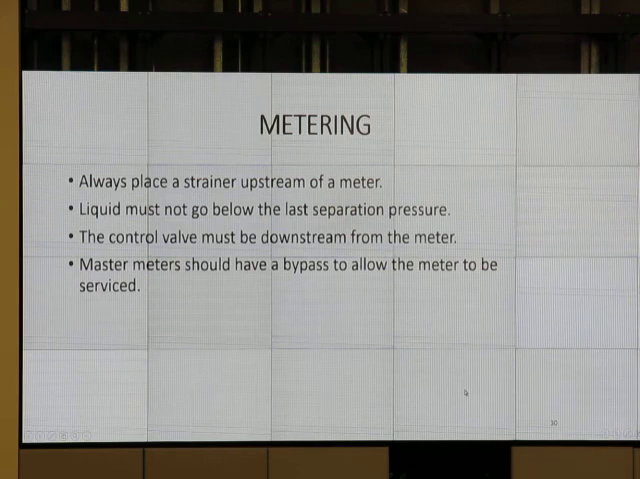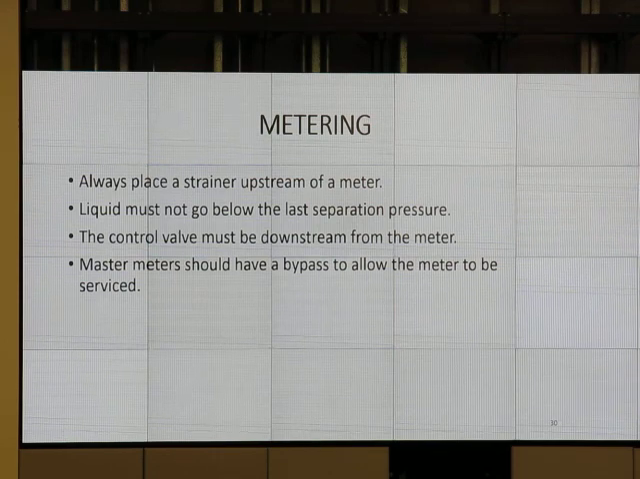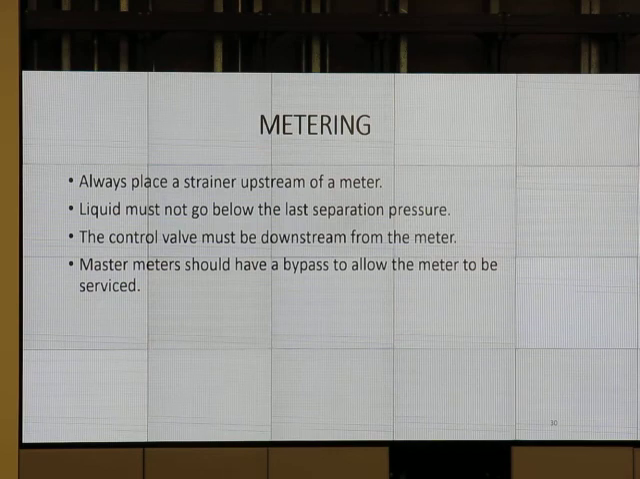You want to place a strainer upstream of that meter. So if you do get debris coming down the line, you don't tear the guts out of it. The strainer will catch it before it gets through there. Liquid must not go below the last separation pressure, or you'll break gas out of it, and that gas is going to spin that meter and give you inaccurate readings.